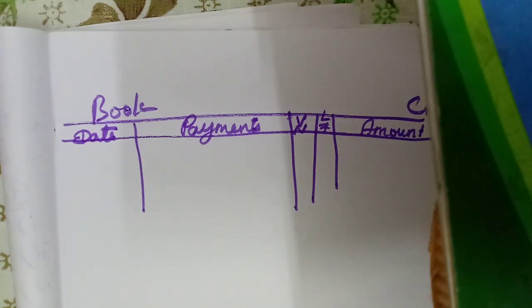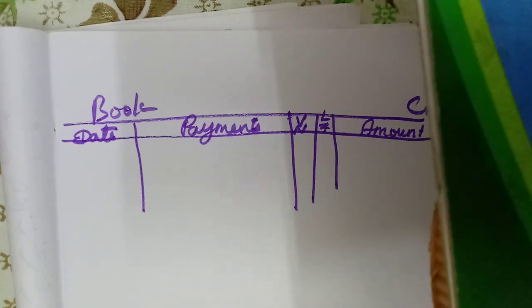In the same way the amount also we have to enter there. In the same way we have to enter the credit side also for all the payments. Okay students, now we should balance them. Balance the ledger account or this cash book.